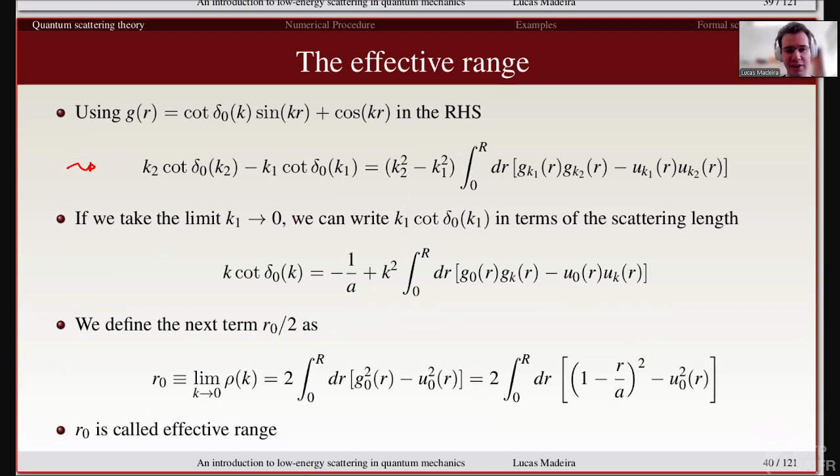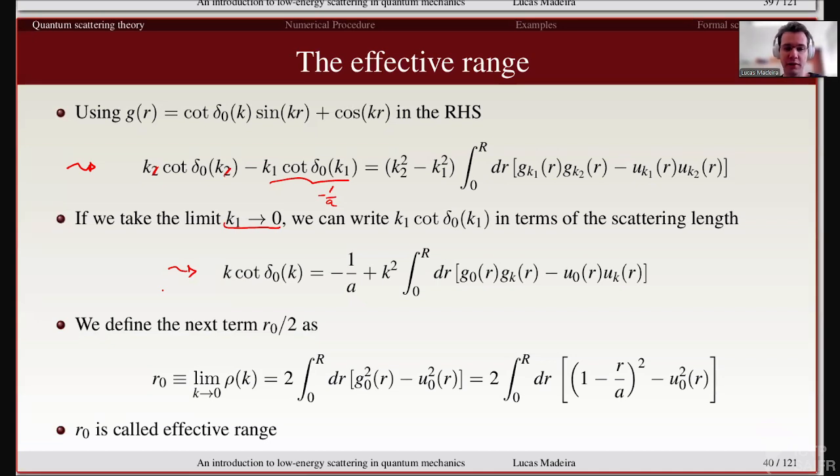And you can see that now this is kind of looking like the thing that we had before. We had k cotangent of delta equals something. That something was 1 over the scattering length. So here we are almost there. So just one more step. I said that we are considering solutions of two different energies. We can take one energy going to 0. If we do that, you can see that this here I can substitute by 1 over the scattering length, which is what we had before. I'm dropping the 2 index, the 2 label from this other solution, so that I get this expression here.